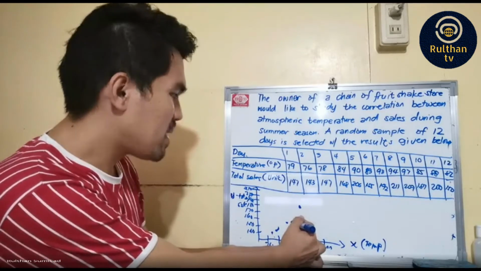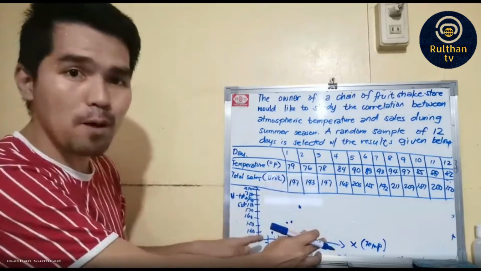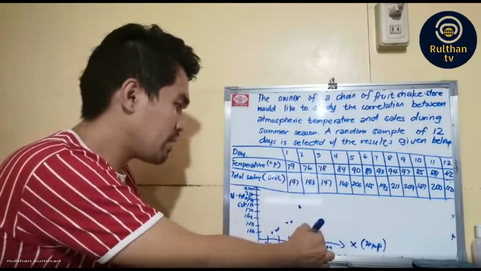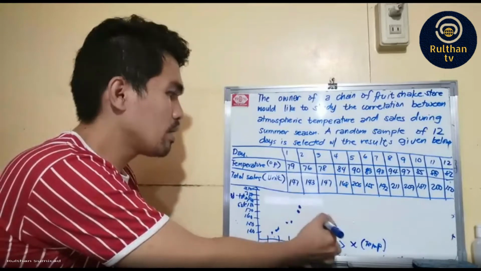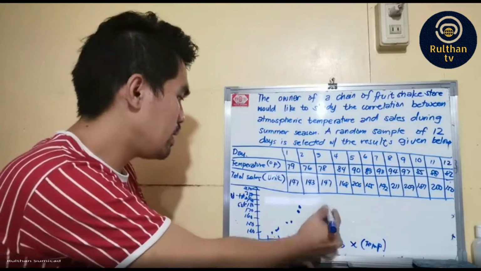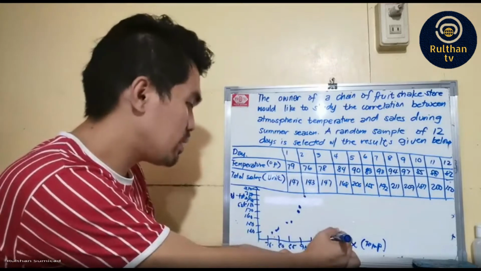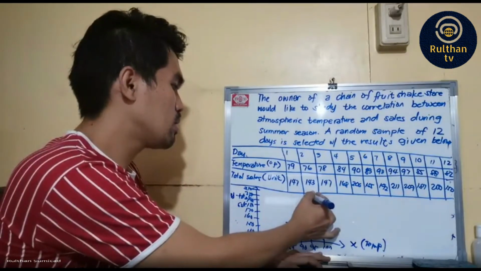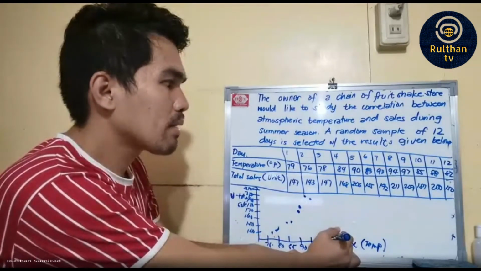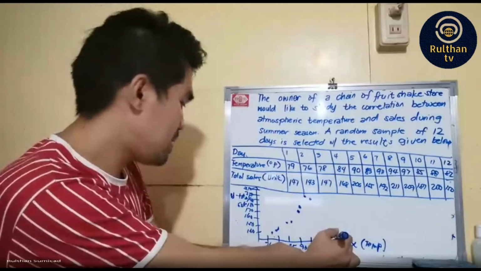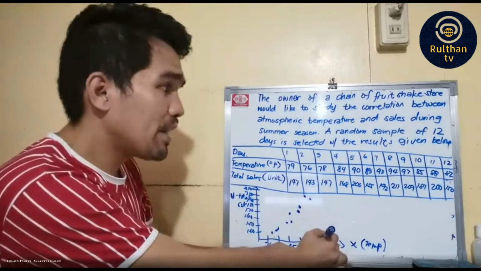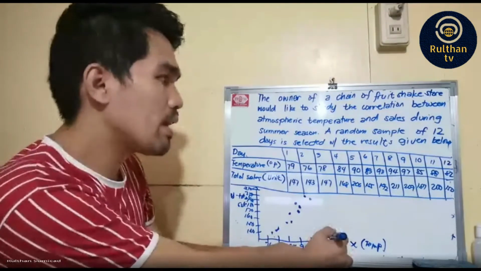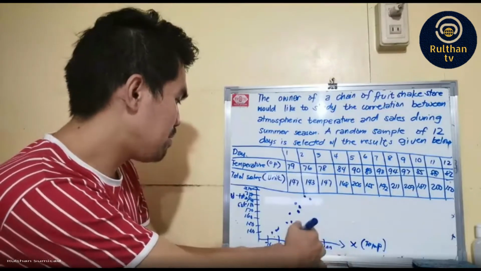I cannot show you a very precise diagram because we just approximated our grid lines, so just try to imagine it this way. Then you have 93, 192, somewhere here. Then 94, 211, somewhere here. Then 97, 209, somewhere here. Then 85 and 187, somewhere here. Then 88 and 200, approximately here. And then 82 and 150.